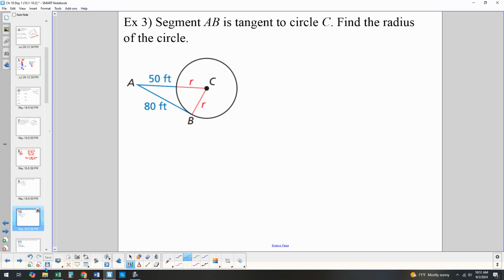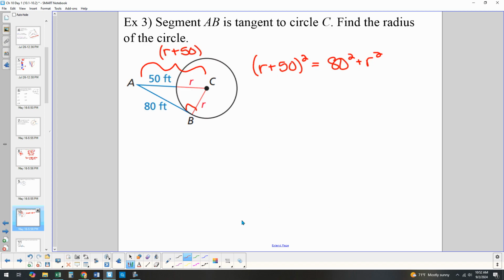For example 3, segment AB is tangent to circle C. Find the radius of the circle. So now we know for a fact it's tangent, so I can add the right angle symbol there, which means this side combined is my hypotenuse. So if I want to combine the 50 and the r, I have to add them together. So I'm going to write it as r plus 50. You could have written it as 50 plus r. That will not make a difference. And we know we could use Pythagorean theorem on all right triangles. So we're going to do r plus 50 squared equals 80 squared plus r squared.